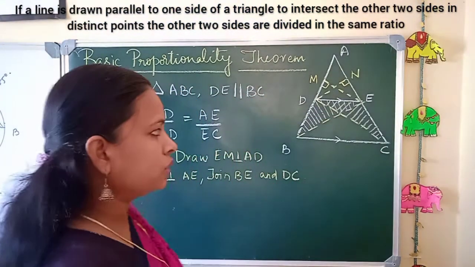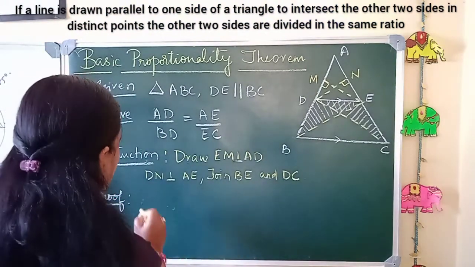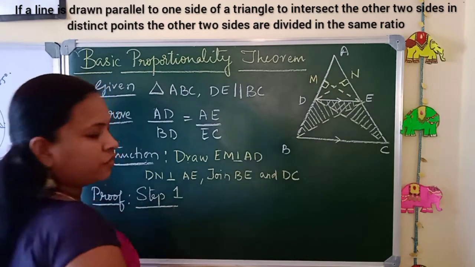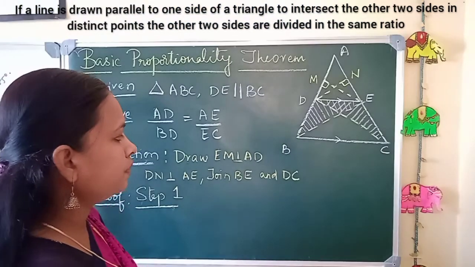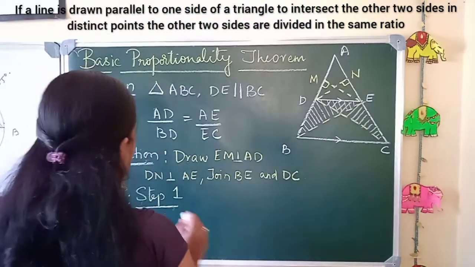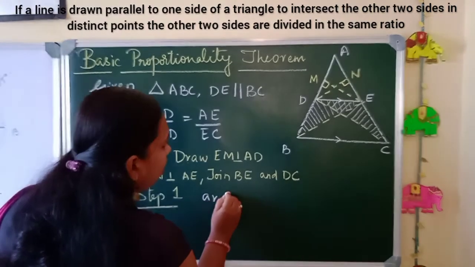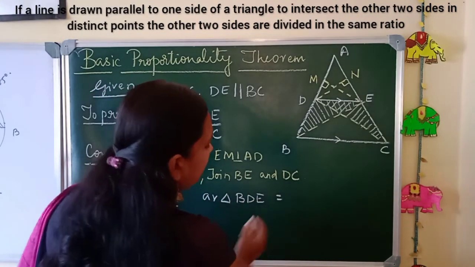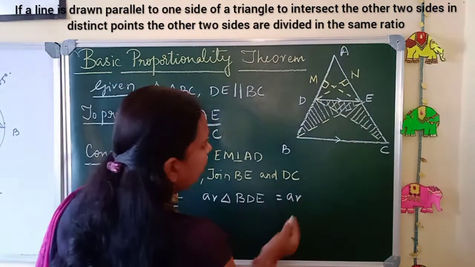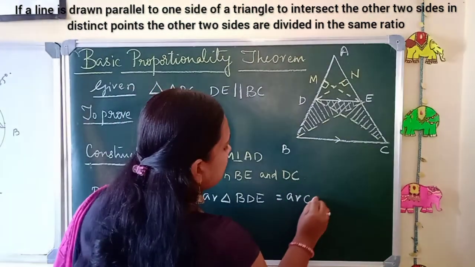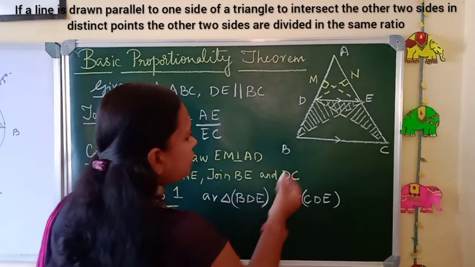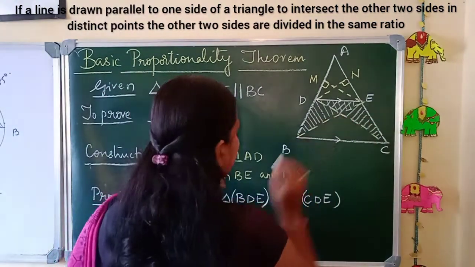So we will write that down first. I'll write this as step 1. It is easy for you to remember this theorem by steps. Now you can write: area of triangle BDE is equal to area of triangle CDE. Put it in brackets. So these two triangles are equal.